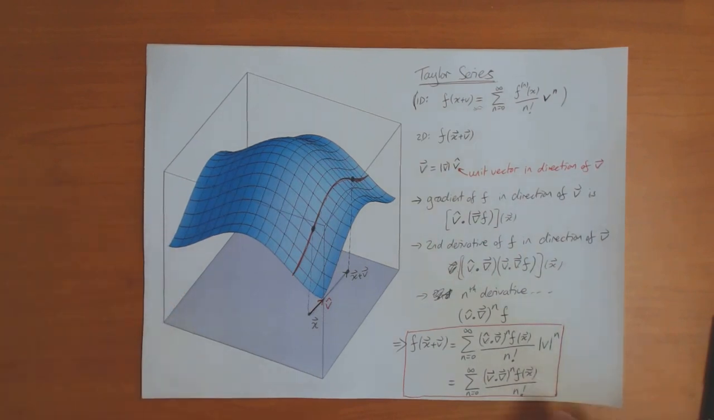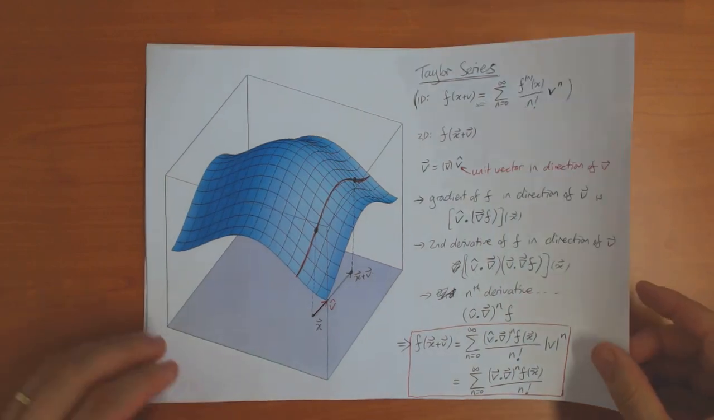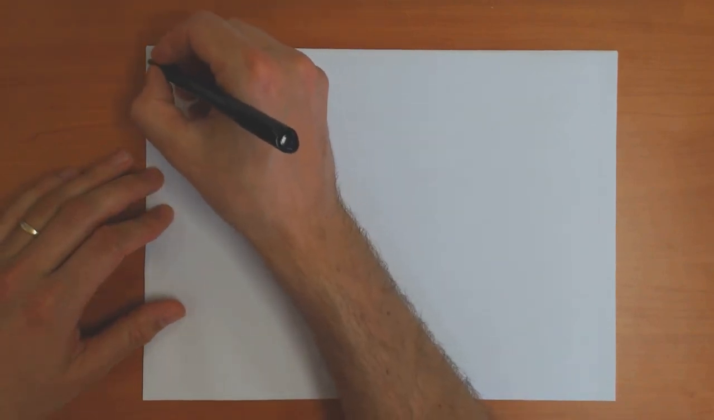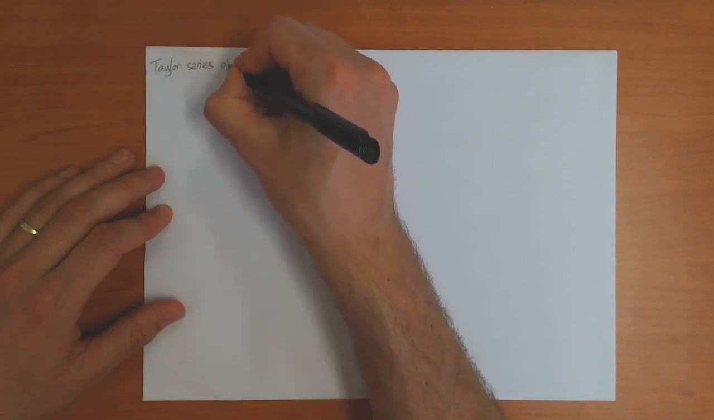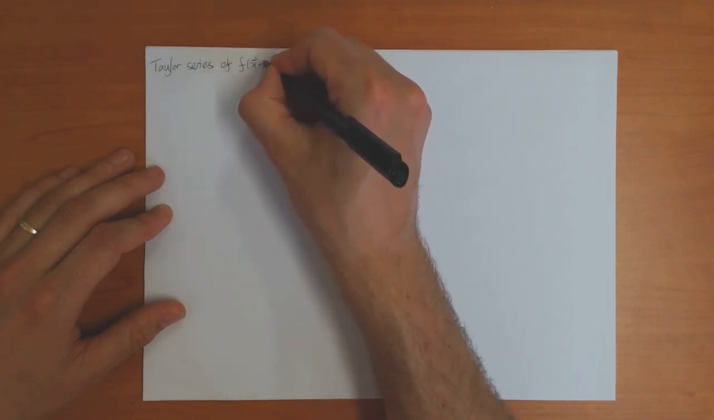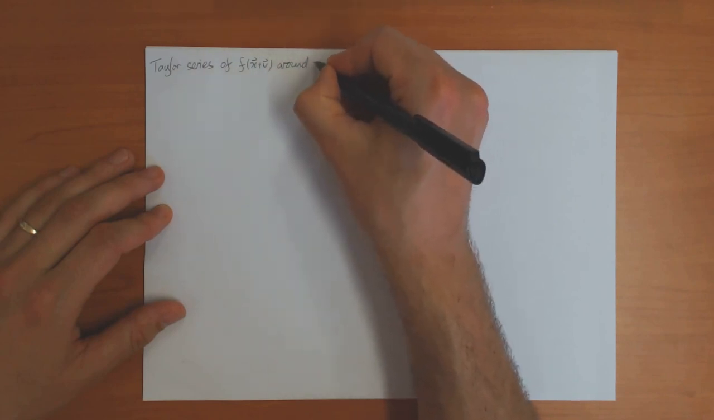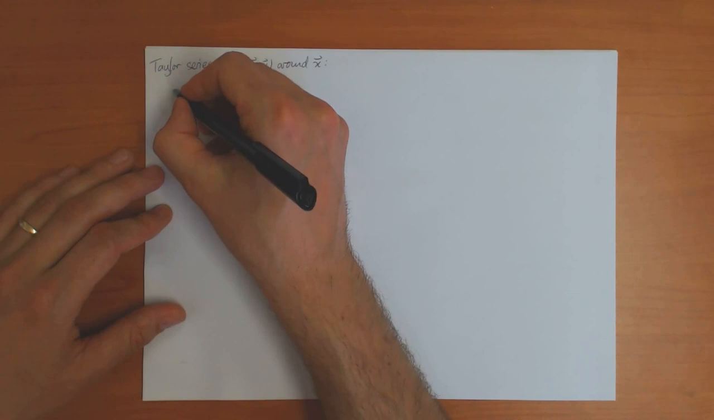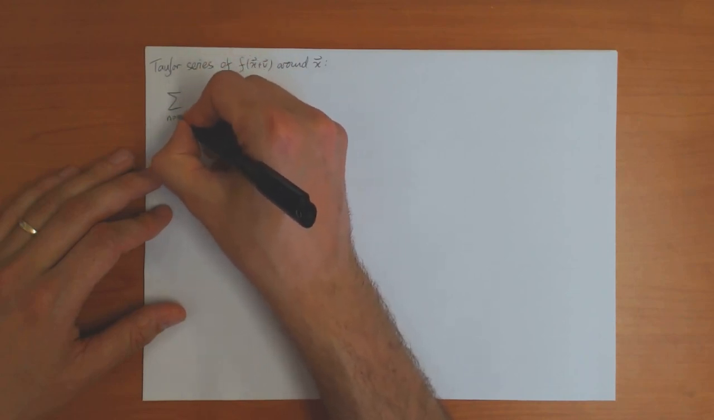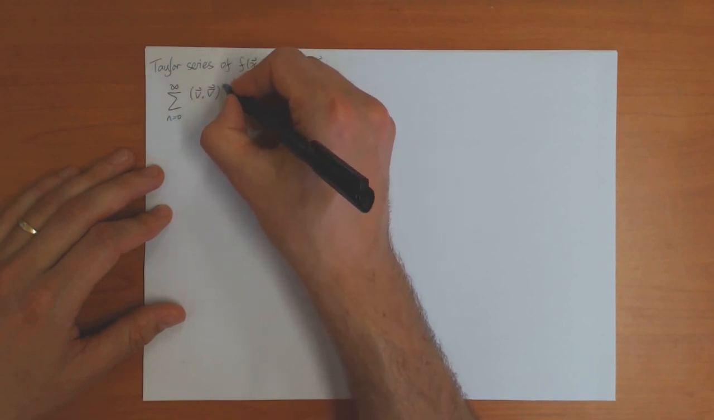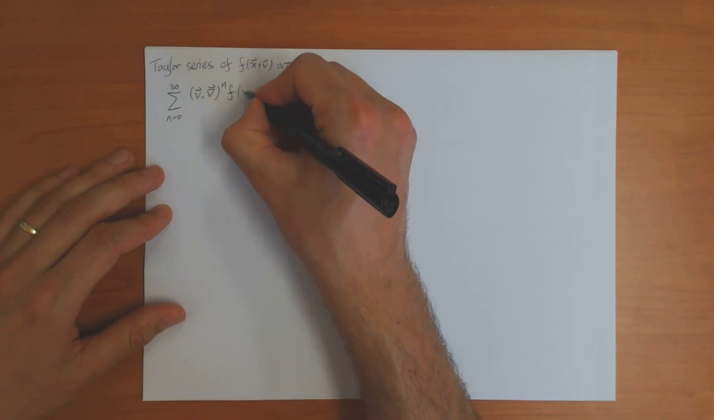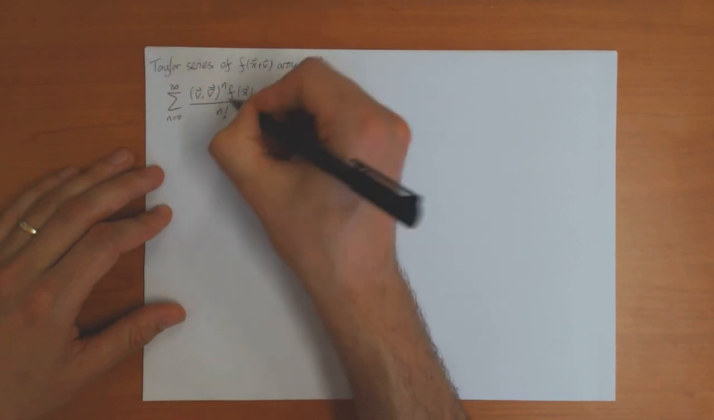So that's the formula for the Taylor expansion. I derived it in two dimensions, but it works in any dimension. Let's see what this looks like in a bit more detail. We have that the Taylor series of f of x plus v around the point x is what I wrote out there. So it's the sum, n goes from 0 to infinity, of (v dot grad) to the power n applied to f, evaluated at x, divided by n factorial.